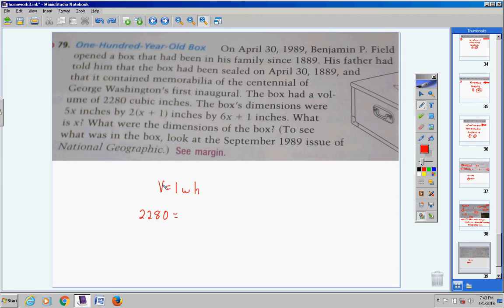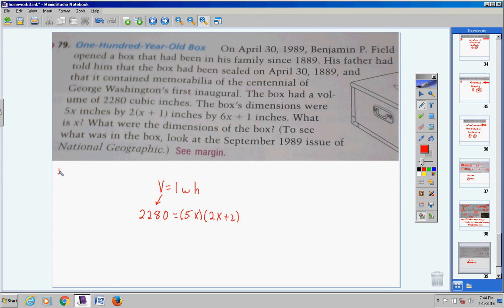So I have my volume equals length times width times height. That is a true, accurate model. So I'm going to substitute this in for the volume. For the length, I'm going to put 5x. For the width, I'm going to put 2x plus 1. Actually, you know what I'm going to put? I'm going to put 2x plus 2. Little shortcut there, because 2 times x is 2x, 2 times 1 is 2.